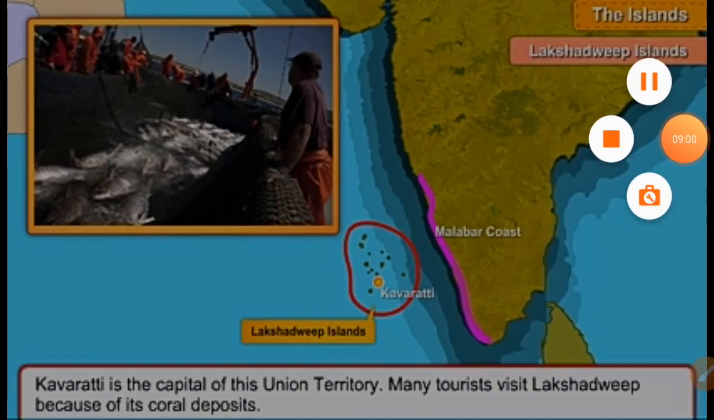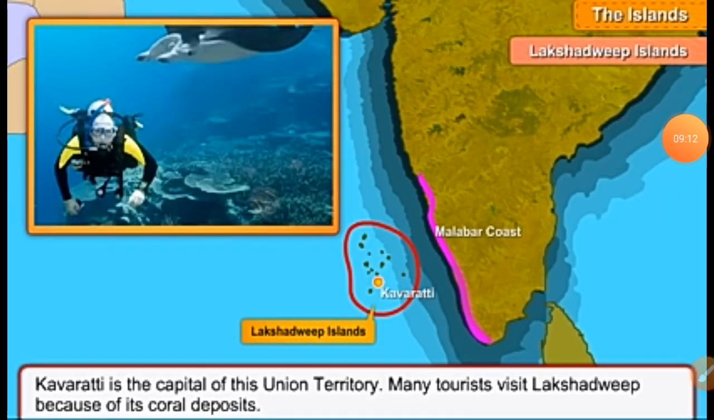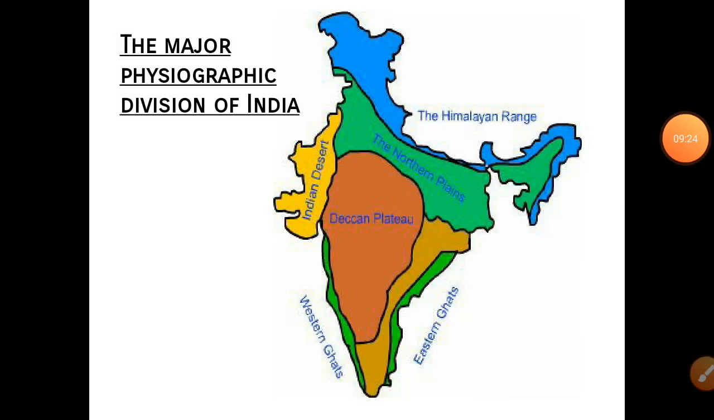Kavaratti is the capital of this union territory. Many tourists visit Lakshadweep because of its coral deposits. Like the Andaman and Nicobar Islands, Lakshadweep Islands are separated from Maldives by the 8-degree channel. I hope you all understood the major physiographic divisions of India.